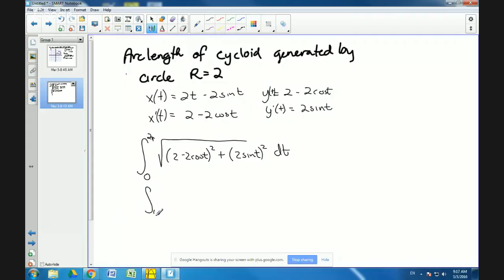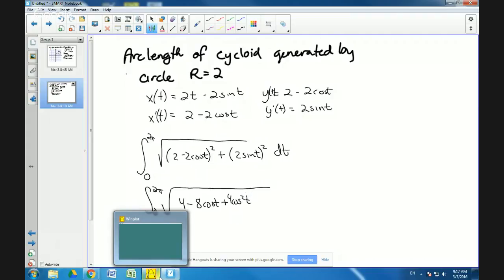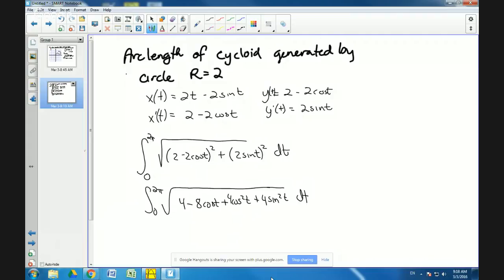All right, this integral gets kind of... You're going to FOIL that out. You get 4 minus a cosine t plus 4 cosine squared t, right? FOIL that out, and then plus 4 sine squared. And lo and behold, your trig identities finally start to pay off. Sine squared plus cosine squared is 1. If they each have a 4, it's going to be 4. So 4 plus 4 is 8. So if we rewrite our integral again.